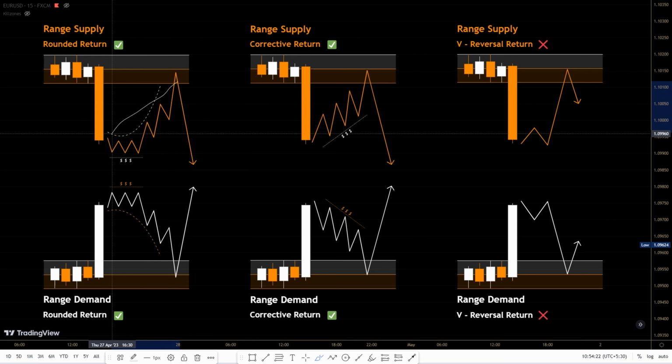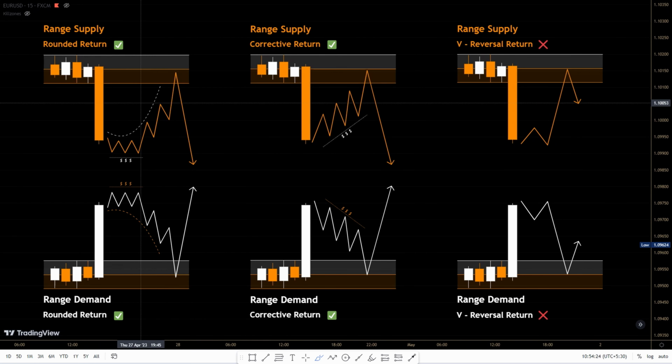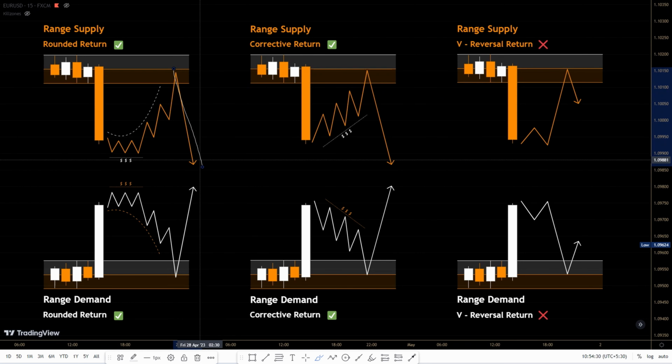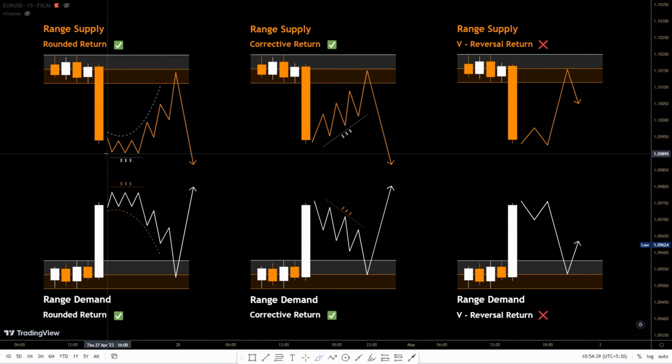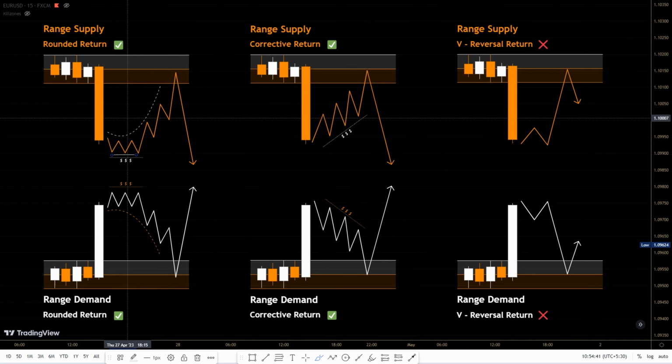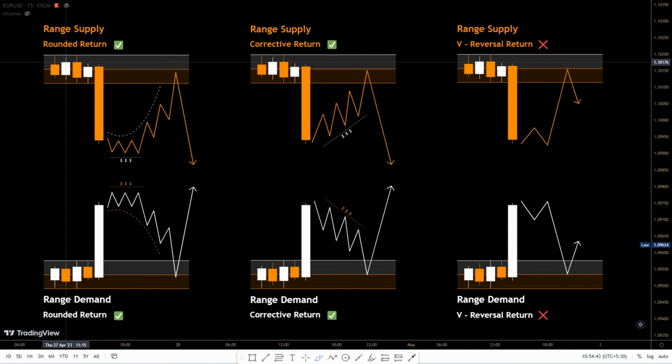So this is the corrective wave. This is not the impulsive wave. So from this point, you can take a trade from the seller's side, right? You can see that price creates a liquidity and the price came back in the rounded return. So if there is a rounded return, you can go with the seller's side, right?